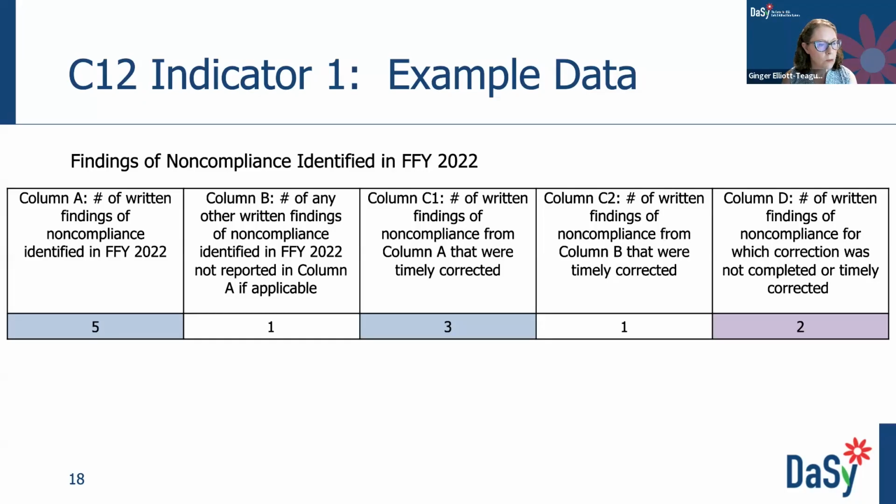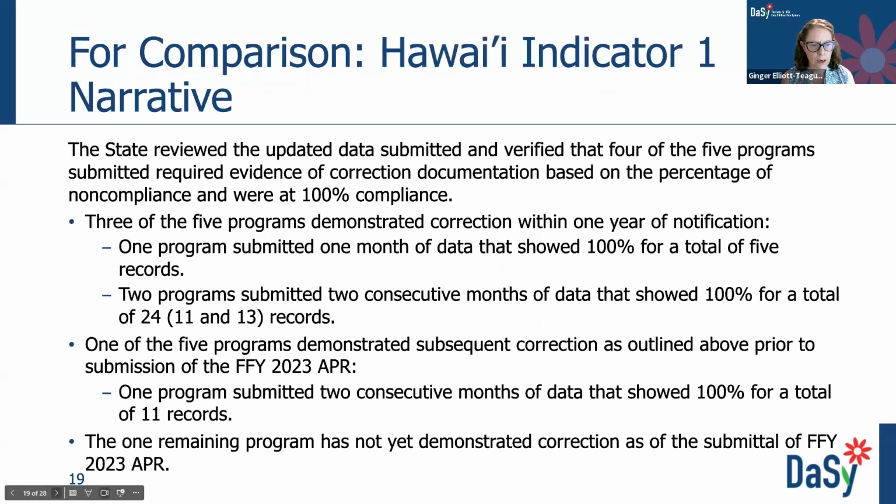And so when they went in to explain this, on the next slide, we're going to give you a little bit of the indicator 1 narrative, so you can see the differences between what they reported for indicator 1 and what they reported for indicator 12. For indicator 1, this is how they explained the subsequent review process, how they looked at updated data to verify that the programs were demonstrating systemic compliance. So they presented information about each program.